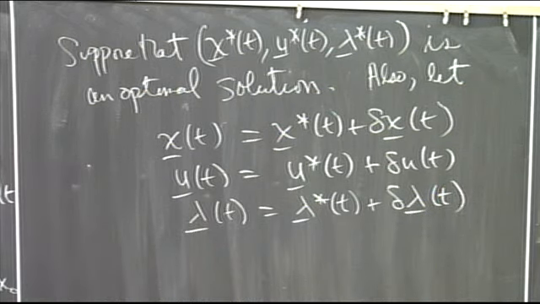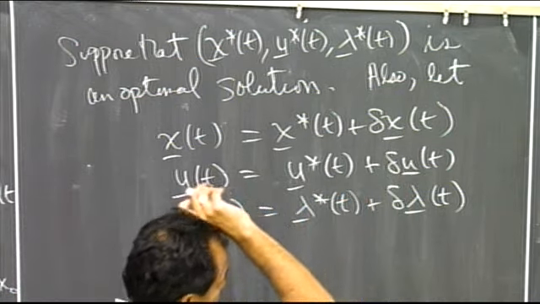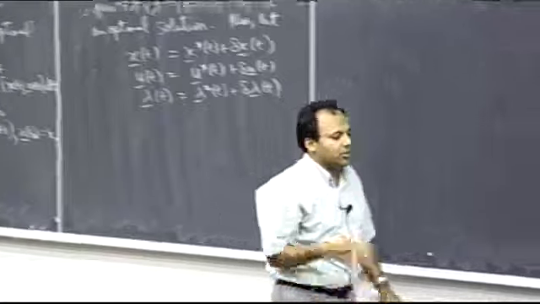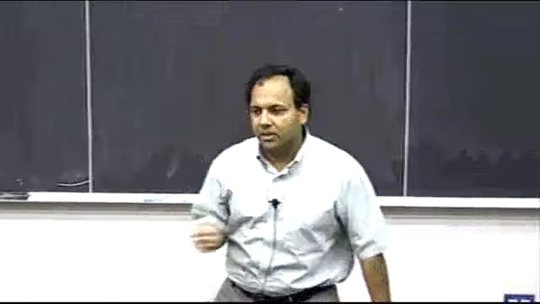Okay, so I haven't done anything yet. I've just done a perturbation. These quantities, delta x, delta u, and delta lambda, are what are called neighboring trajectories. All right? So I'm assuming that I have an optimal solution. I perturb that optimal solution by some amount.